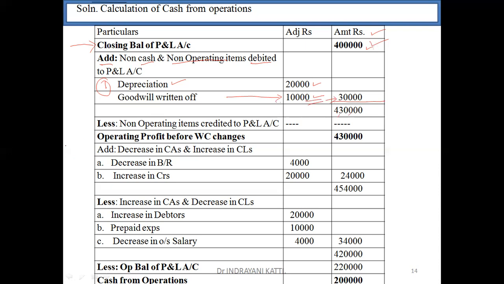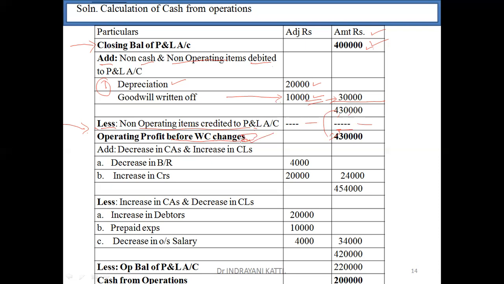Less, what we are deducting here: less non-operating items credited to profit and loss account. Debited to profit and loss account is on the top, and the next item is credited to profit and loss account, which we have to deduct. There are no items given in the problem which are credited to P&L account, that's why it is nil. So let's move on. We take the same figure in the total and write it as operating profit before working capital changes. Look at this title.